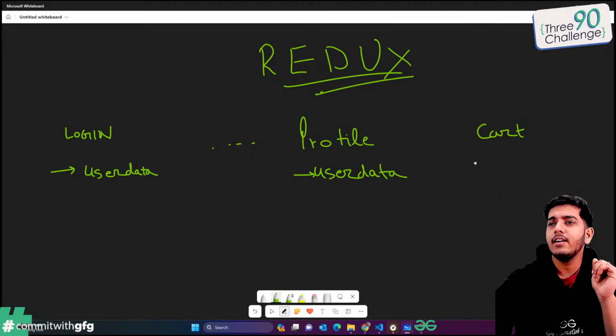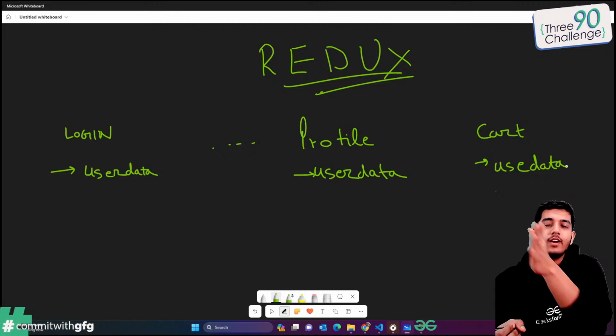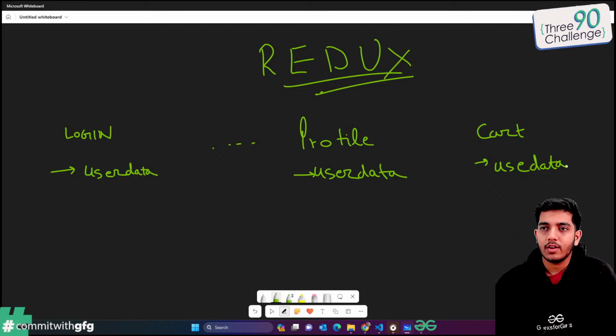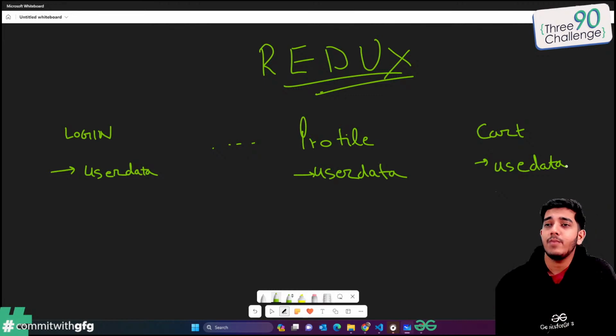There also you might need the user data for checkout purpose or different purpose. So you can see that I have to call API to get user data in each page. This is very annoying, and also it's a waste of our network. You have to call the same thing again and again in different pages, right? That's the problem of state management.